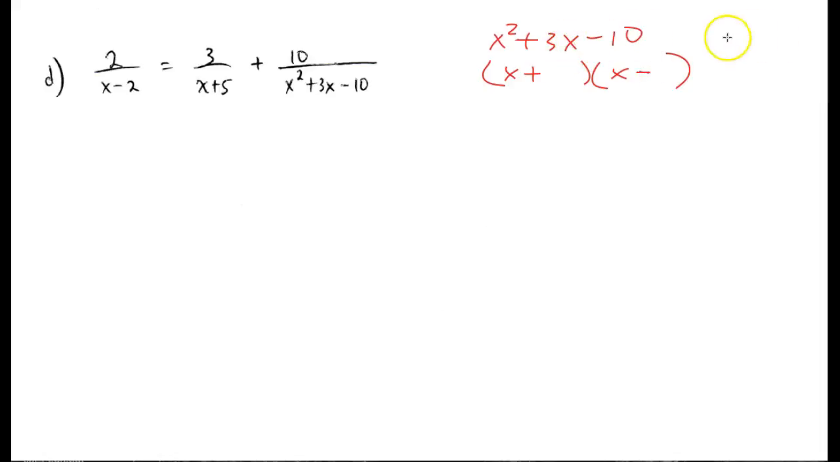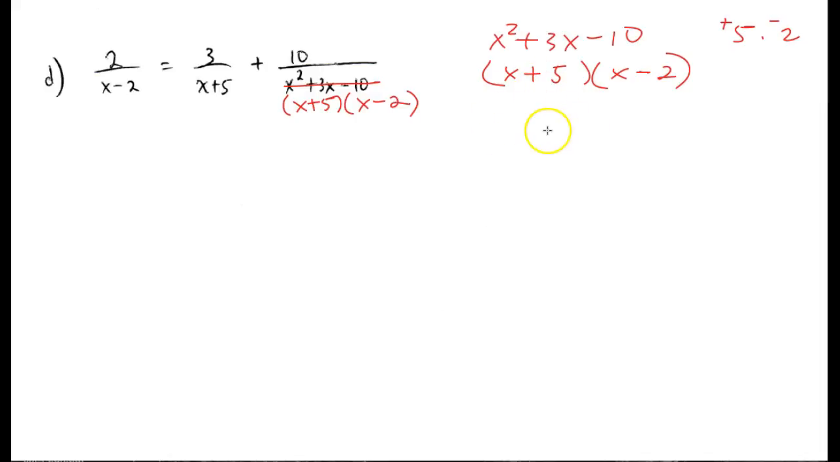And so here we know that the factors of 10 that have a difference of 3 are indeed 5 and 2. And so if we let 5 be positive, 2 be negative, then that would work. Okay. So here we are going to be replacing this with x plus 5 times x minus 2.